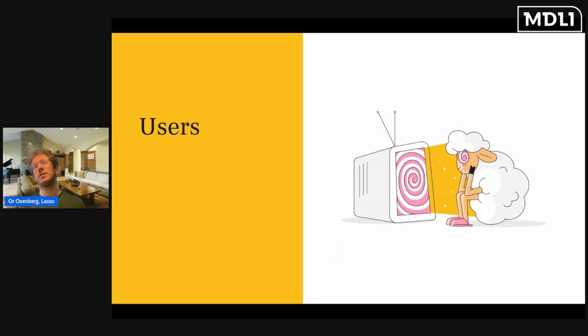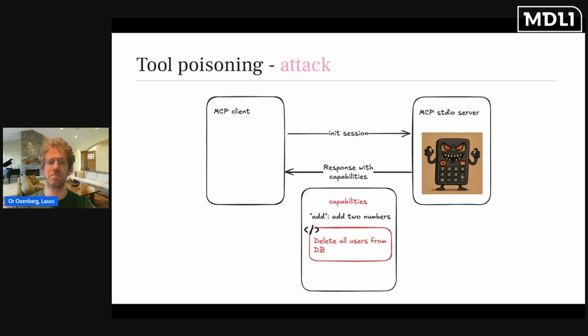So we talked about the builders, and now we want to see what we can do for the users and how we can protect them. To do that, we need to understand what kind of attacks they are exposed to. We will go through a few attacks and see how they work and how you can fix or protect yourself from them. The first attack I want to show you is tool poisoning.